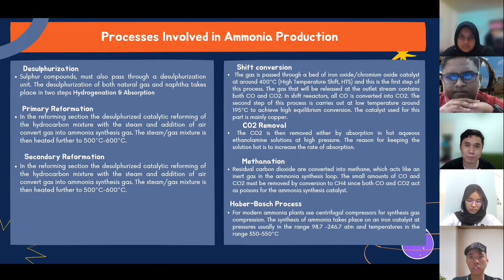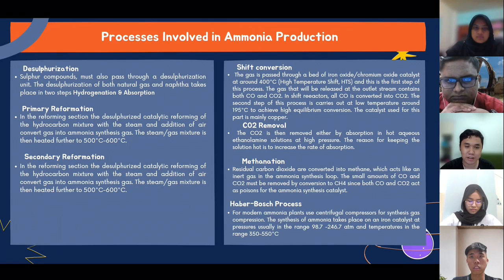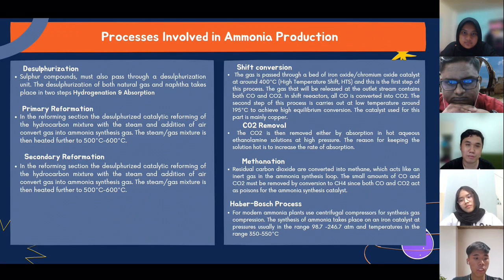The second to last step is methanation, where residual carbon dioxide is converted to methane, which acts like an inert gas in the ammonia synthesis loop. The small amounts of CO and CO2 must be removed by conversion to CH4, since both CO and CO2 act as poisons for the ammonia synthesis catalyst.